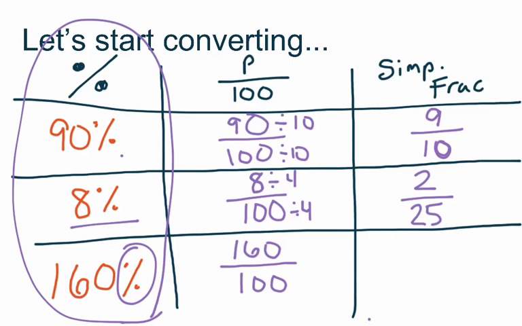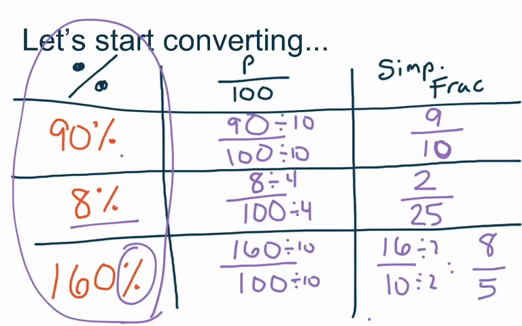From here, I can simplify. Many of us would maybe start by dividing this out by 10. I know that would give me 16/10, which is not fully simplified though, because I have two even numbers. So from there, I might divide both of these by 2 to give me 8/5, which is the same as 1 3/5, but I can leave it in that improper fraction form.